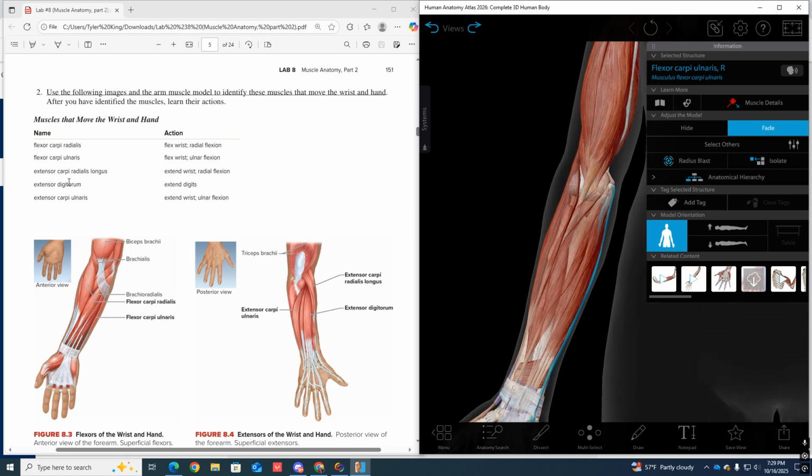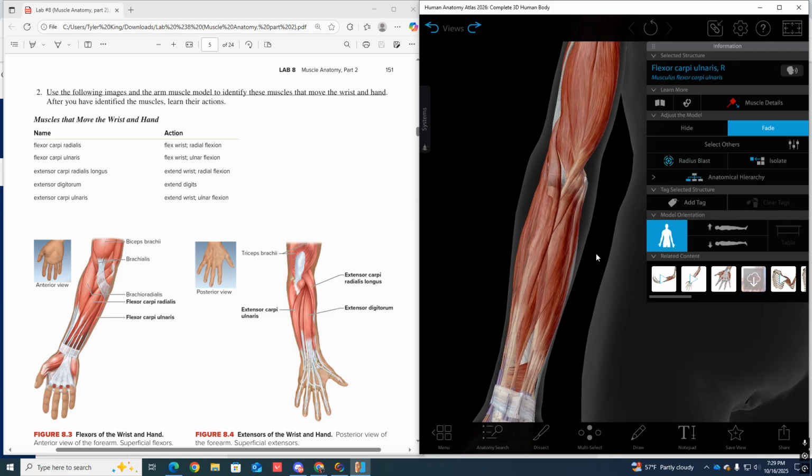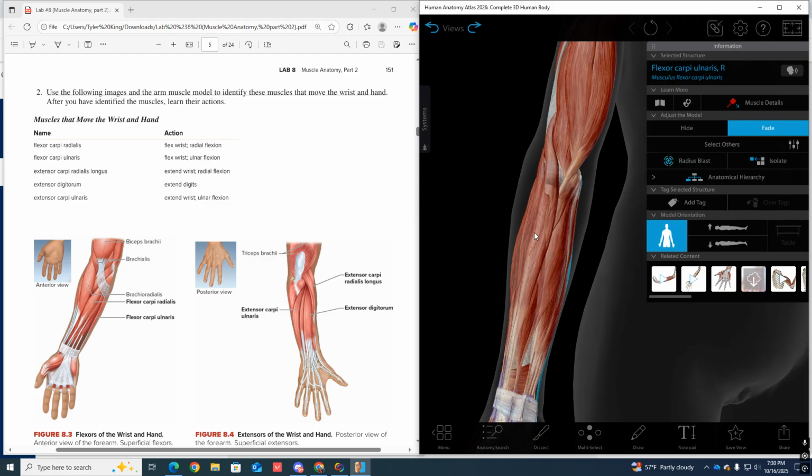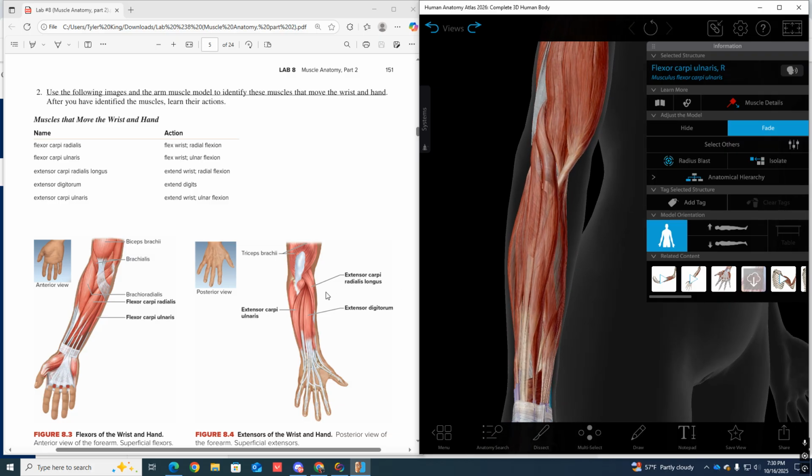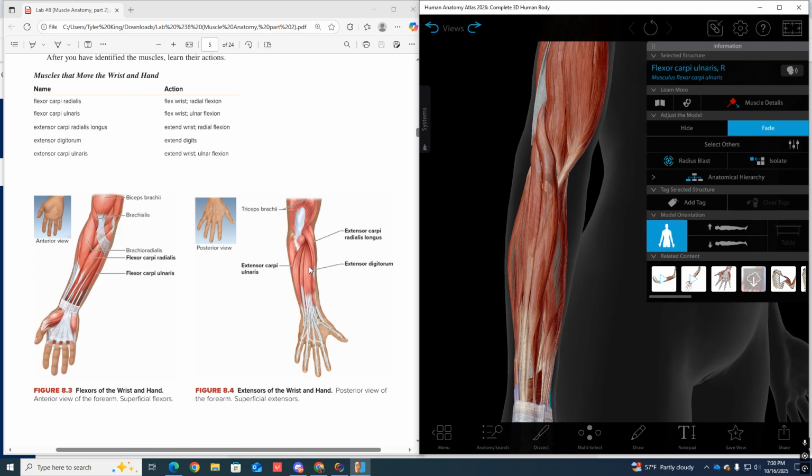Now we are going to talk about the extensors. And once again, they have the exact action in the name. Extensor carpi radialis longus, ECRL, if you want to abbreviate that. Just make sure you get it correct. ECRL, extensor carpi radialis longus. It is shown best on the posterior view of the forearm. And compared to the flexors, there is only one flexor carpi radialis. But for the extensors, there is an extensor carpi radialis longus and an extensor carpi radialis brevis, which we aren't asking you to learn. But if there's a longus, there's probably a brevis. Brevis means it's short.